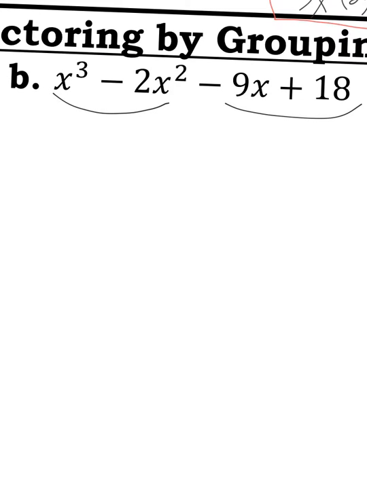So here on example B, I have a greatest common factor of x squared. I have a greatest common factor of negative 9. X squared goes into x to the third and negative 2x squared, and negative 9 goes into negative 9x and 18. Again, I'm using a negative because that front sign is negative. So let's write our intermediate result below.